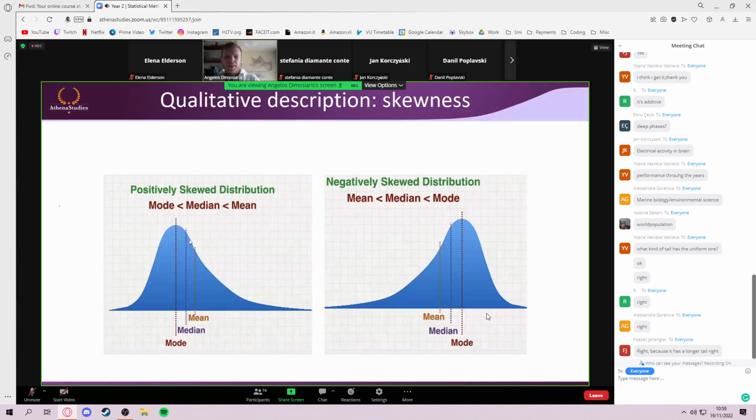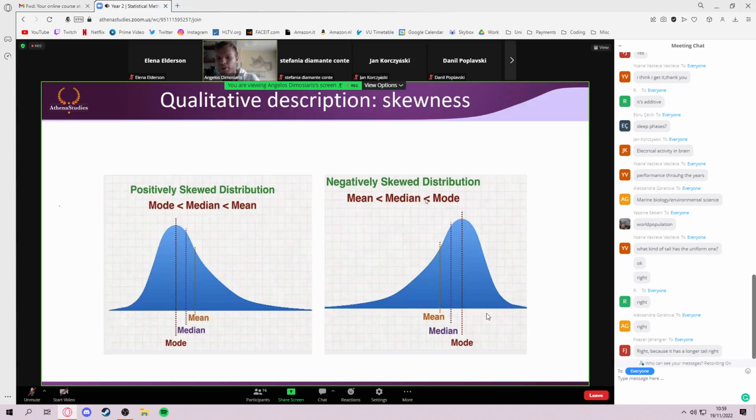So the median is always at the middle, and then you have the mean, right? So in a positively skewed distribution, the mode is less than the median, which is less than the mean, right? Because these are more on the right, and on the right we have positive numbers, which are higher numbers. So the mode here is smaller than the median, it's smaller than the mean.